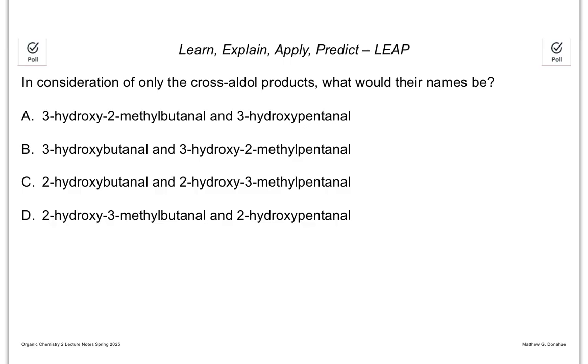Cross aldol, what are they? Let me think. So I think that was 1. So 1, 2, 3, 4. So that's going to be a butanal derivative. So 3-hydroxy-2-methyl-butanal. I think this ends up being A. Does it?